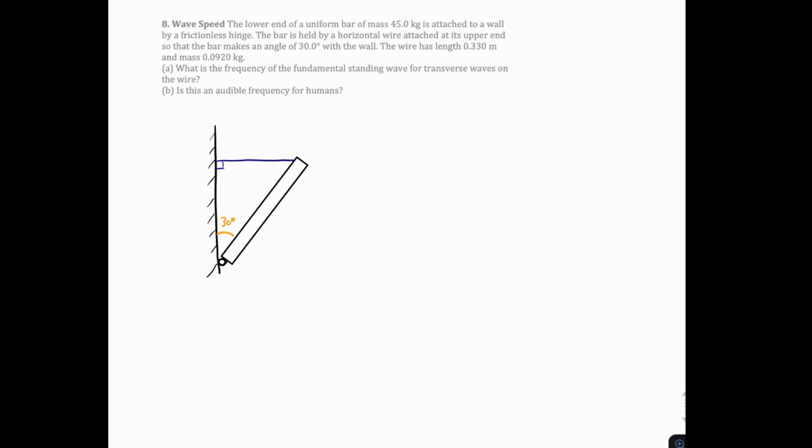Okay, so we know that the bar has a mass, say the bar has a mass of 45 kilograms, and let's say the bar has a length of L. Okay, so that would be this.